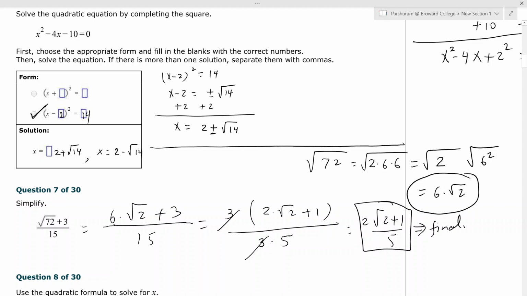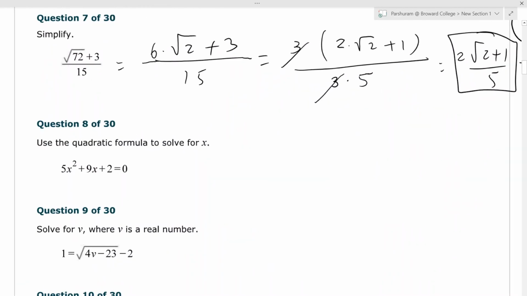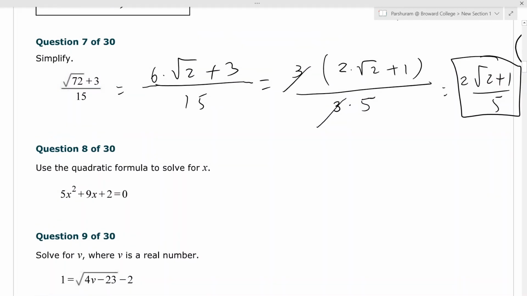And that's question number 7. Let's go to question number 8. Use the quadratic formula to solve for x. To use the quadratic formula, we start with ax squared plus bx plus c equals 0. This is the quadratic equation, and to use the quadratic formula, we just compare the two equations and find a, b, and c. So here, the coefficient of x squared is 5, so a is 5. The coefficient of x is 9, so b is 9, and the constant term is 2, so c is 2.